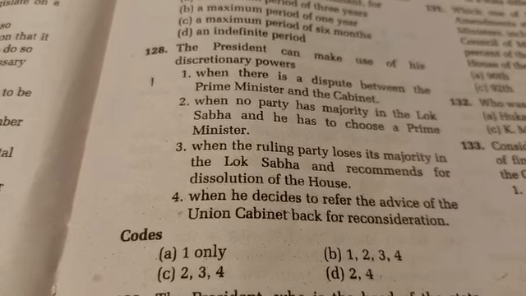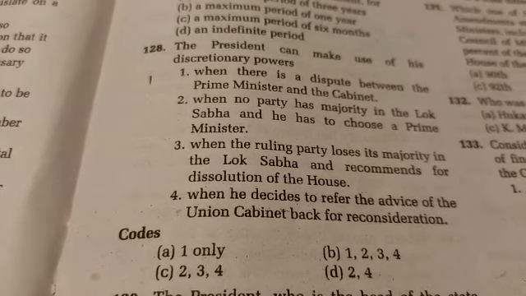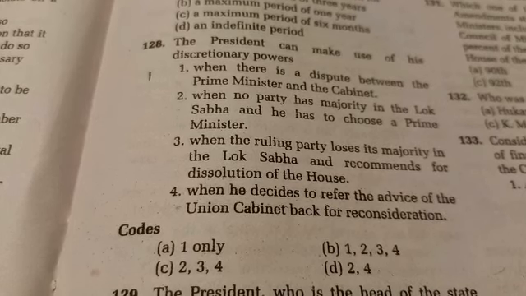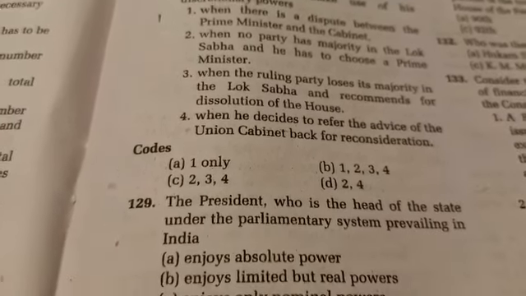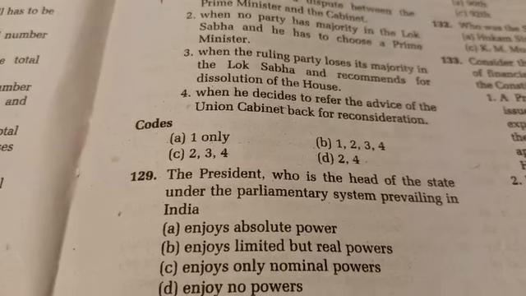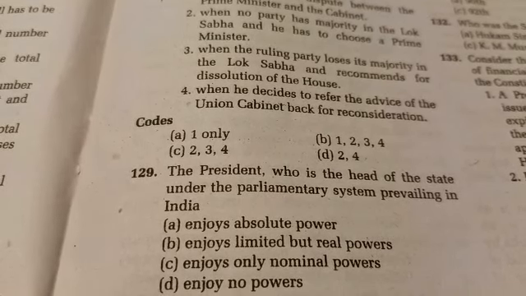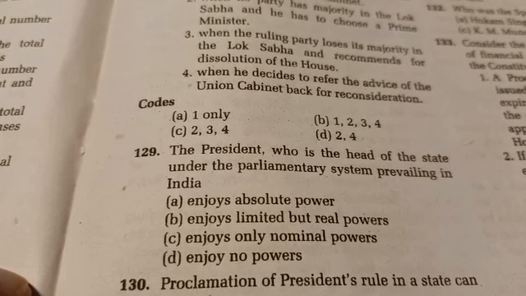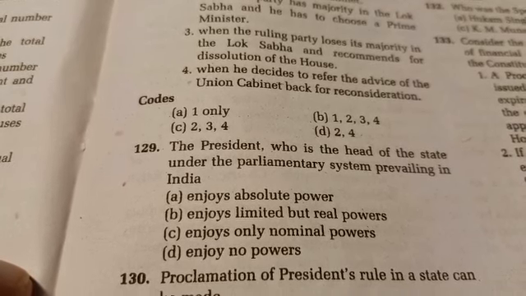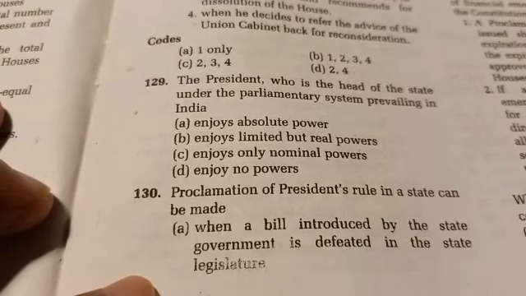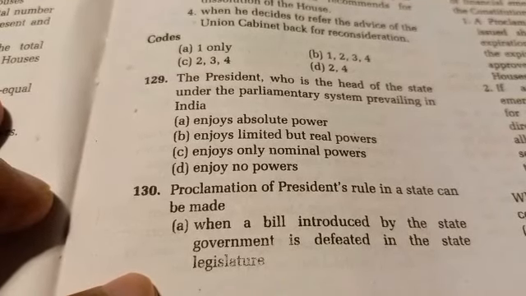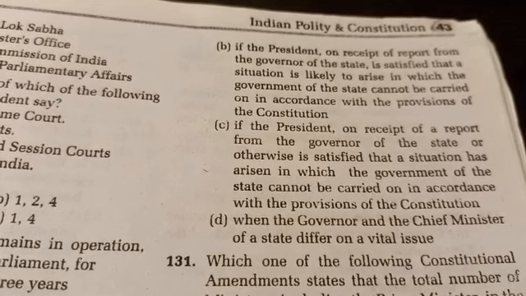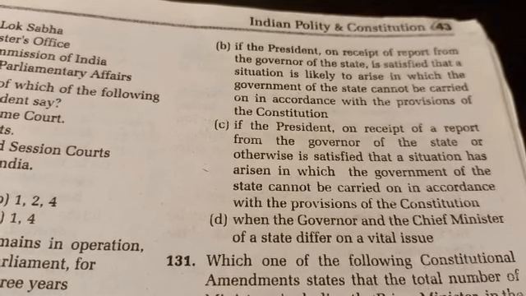And the right answer is option C, 2, 3 and 4. The president, who is the head of the state under parliamentary system prevailing in India, enjoys only nominal powers. Right answer is option C. Proclamation of president's rule in the state can be made. Question number 130, and the right answer is option C.